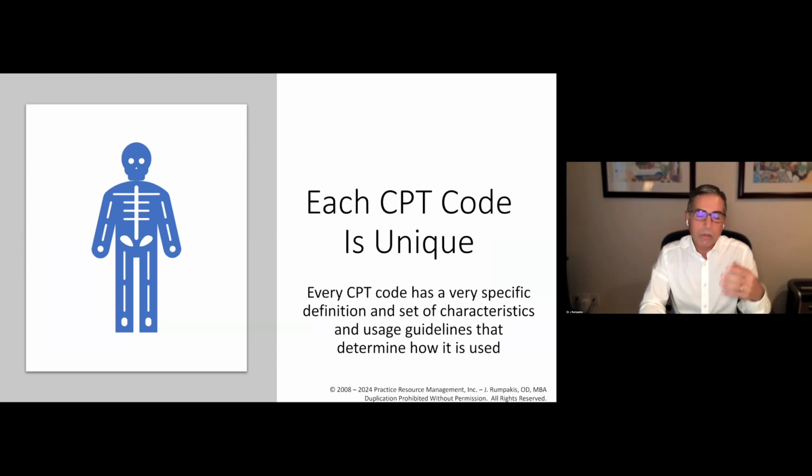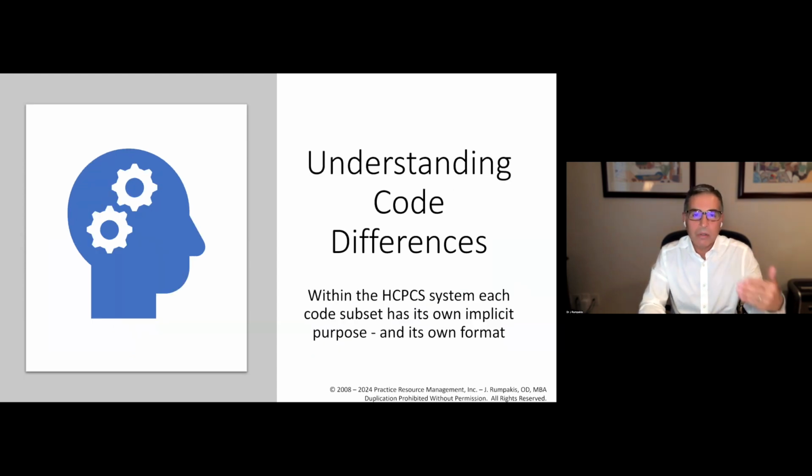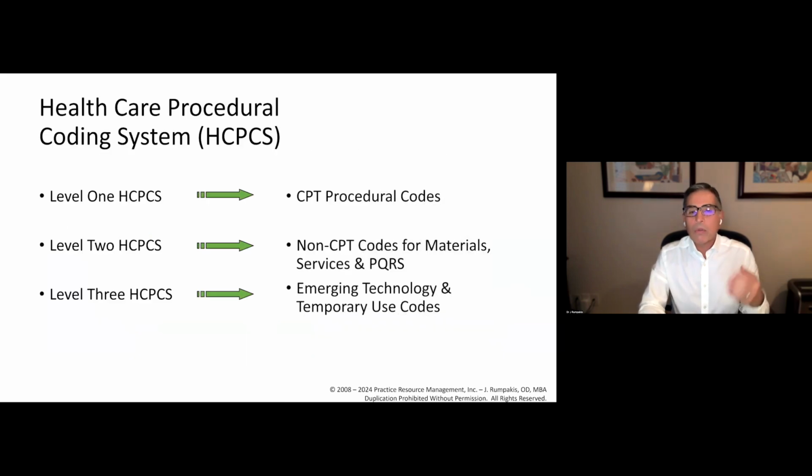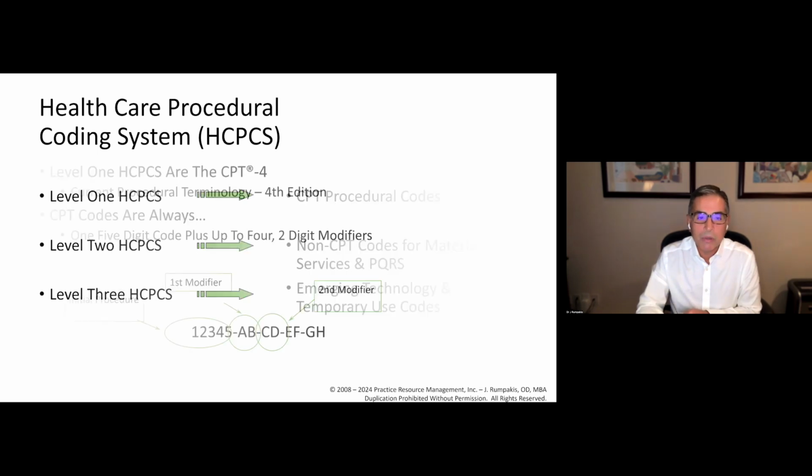Because every CPT code has certain characteristics, right? And understanding these differences is integral to your ability to practice effectively and translate the care that you're providing to a third party outside of your office. So there are 3 levels of healthcare procedural codes, right? Level 1 HCPCS codes are synonymous with CPT codes. Level 2 are non-CPT codes that we typically use for routine eye care materials, services, and quality reporting. And then, of course, level 3 or category 3 HCPCS codes are used for emerging technology and temporary use codes.